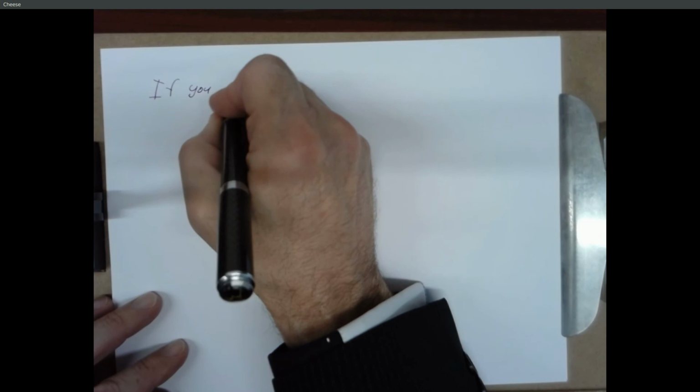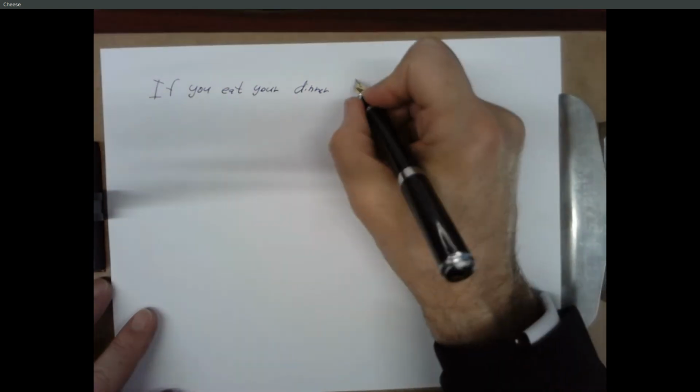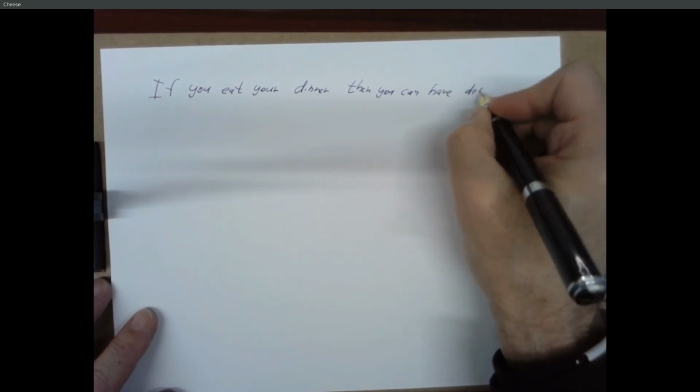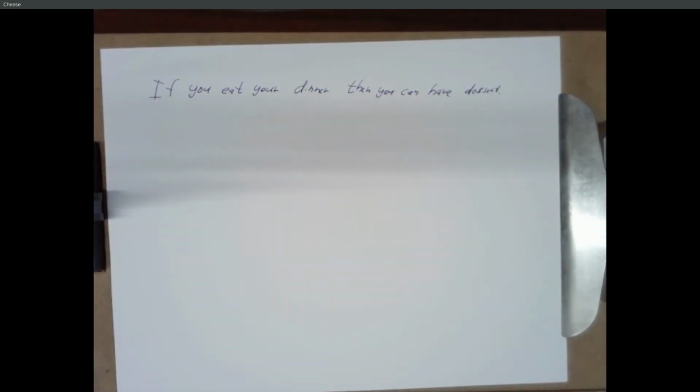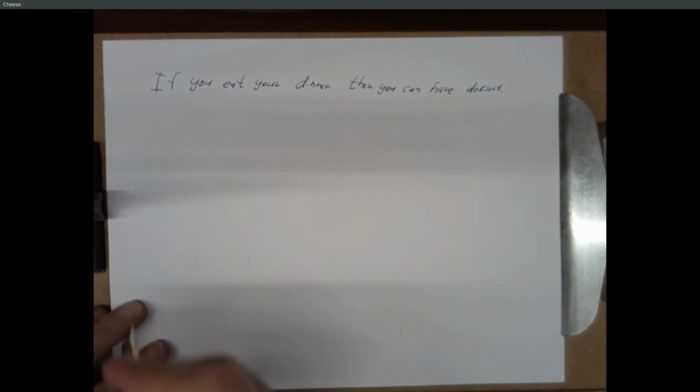So if you eat your dinner, then you can have dessert. Well, chances are this is really a biconditional. It's really saying if and only if you eat your dinner, then you can have dessert. If a parent tells a child this, they usually don't mean you can have dessert anyway. It's really an if and only if.